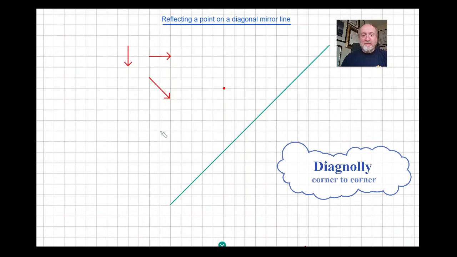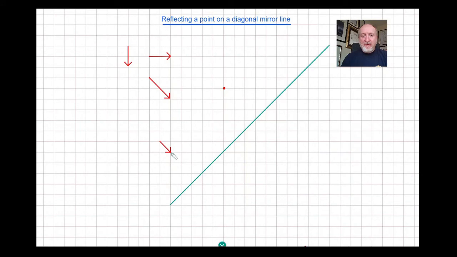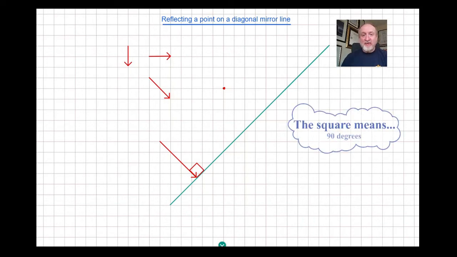Now if I go from this corner, and I go from corner to corner to corner to corner to corner to corner, and then halfway across one of the squares, then I've travelled 3.5 squares. Now importantly, the other thing that I've got there, and you may have seen or guessed this already, is that if I put a square in there, then I've got another perpendicular line. So we're always travelling in a perpendicular direction to the mirror line.